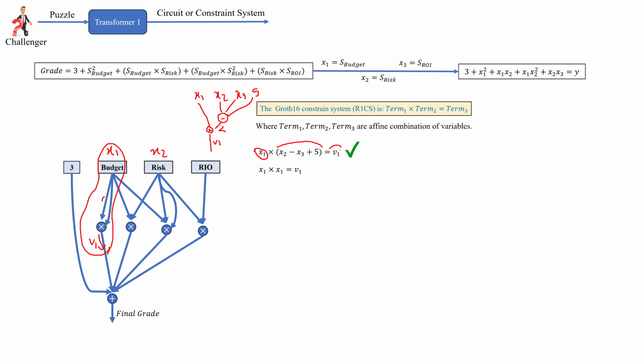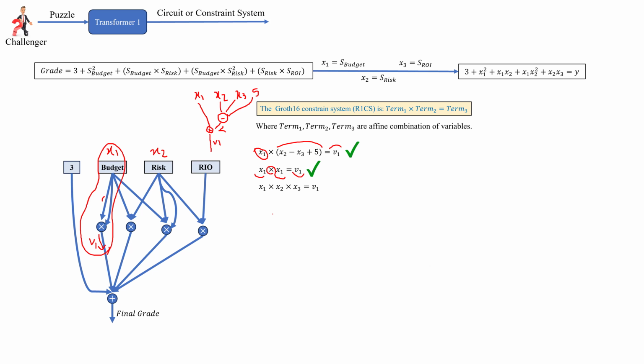So let's see the second example. So this is term 1, this is term 2, and this is the multiplication between term 1 and term 2, and this is term 3. So term 1 is an affine combination of variables. Term 2 also is an affine combination of variables, and term 3 also. So this is also a valid constraint.